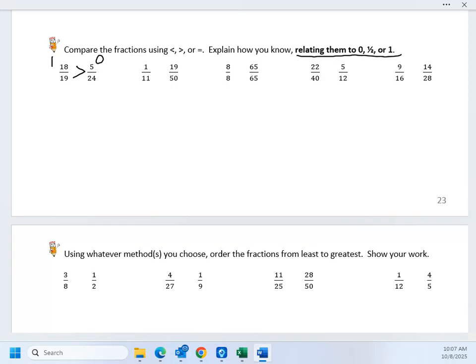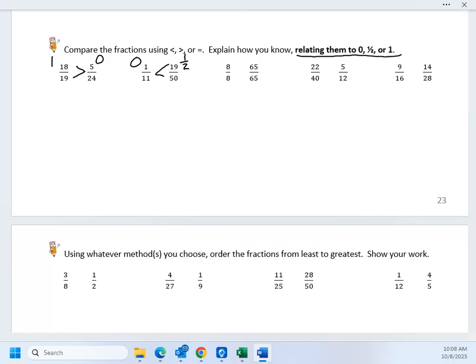Well, let's look at 1/11, close to 0, half, or 1. Gigi. 1/11. Is that close to 0, half, or 1? Yeah, because that 1 is super close to 0. 19/50ths, close to 0, half, or 1, Charlotte? Half. Half of 50 is 25. 19 is really close to 25. So is 1/11 less than, greater than, or equal to 19/50ths? Michael? Less than. Less than, 0 is less than a half.